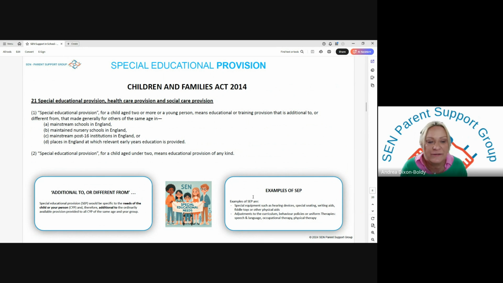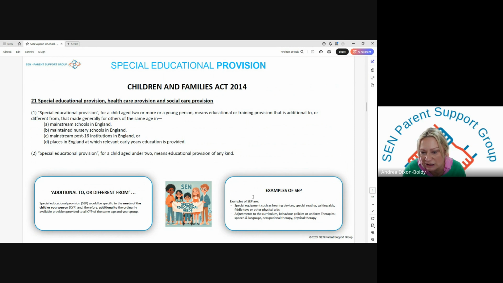Additional to or different from. So special educational provision would be specific to the needs of a child or young person and therefore additional to the ordinarily available provision provided to all children and young people of the same age and year group within school.